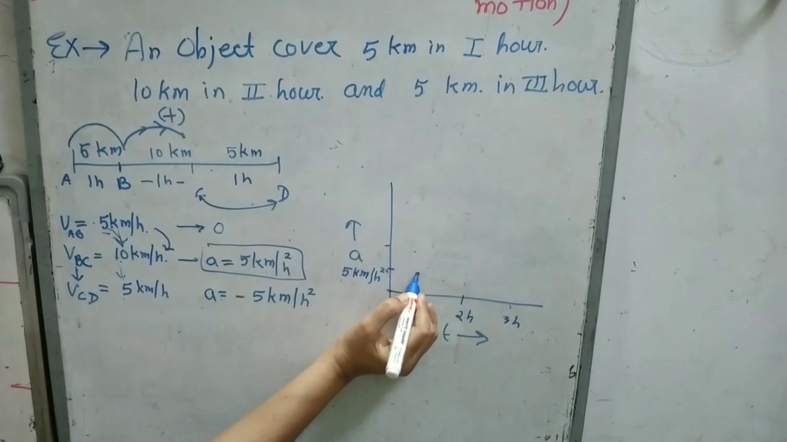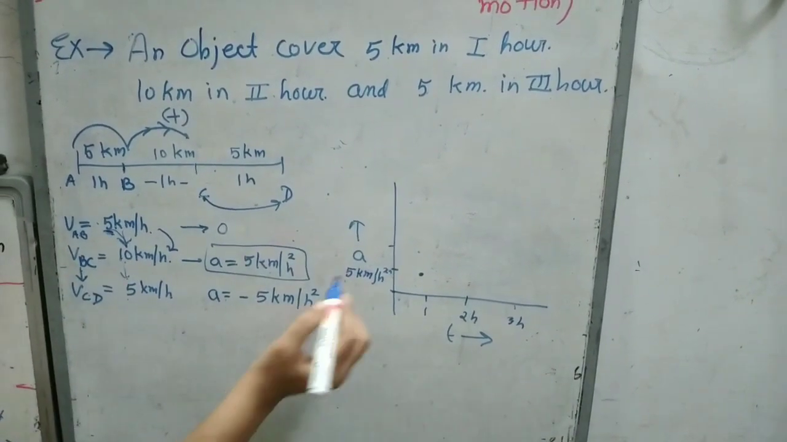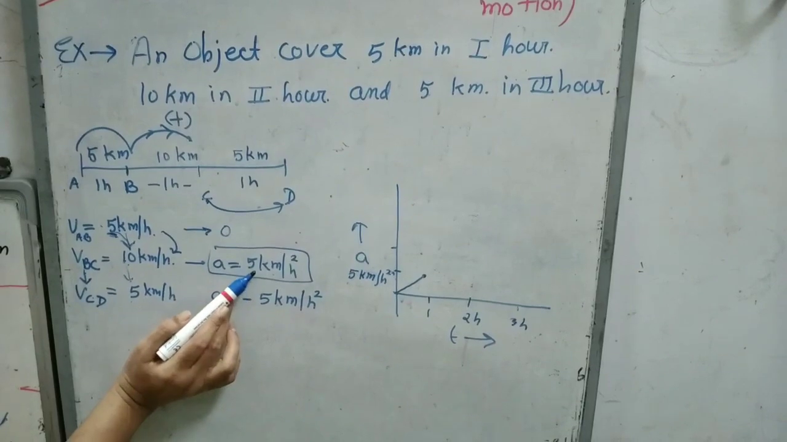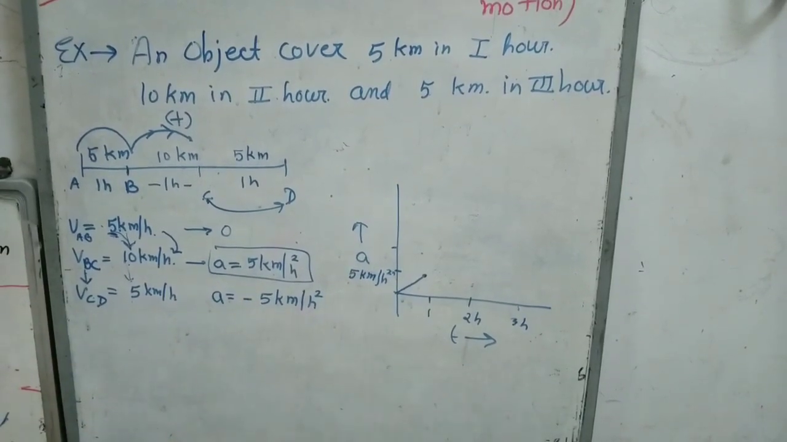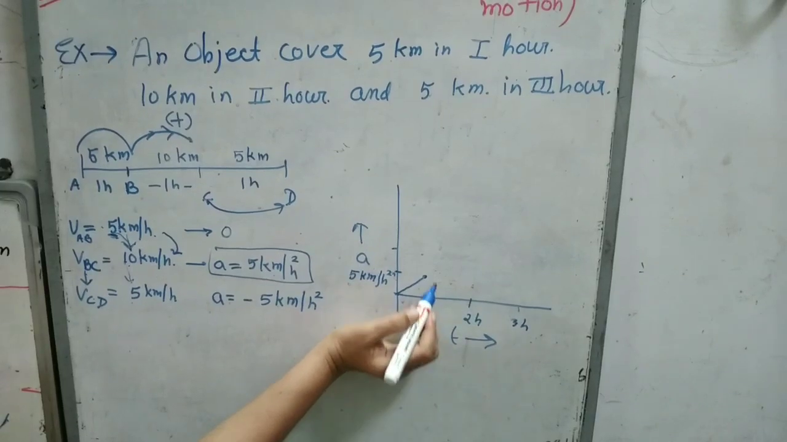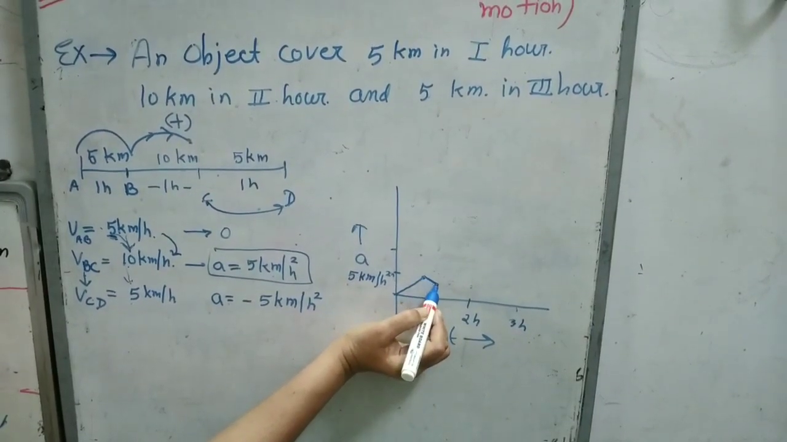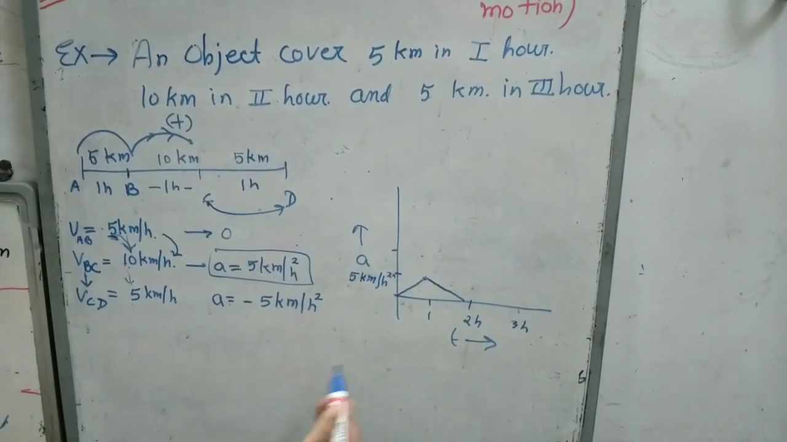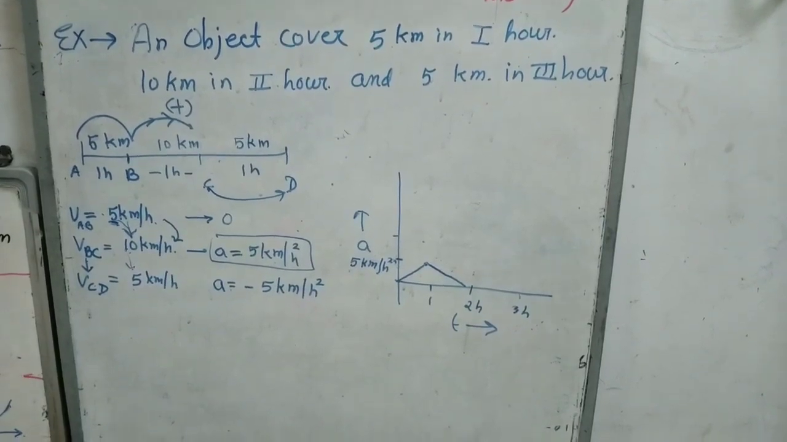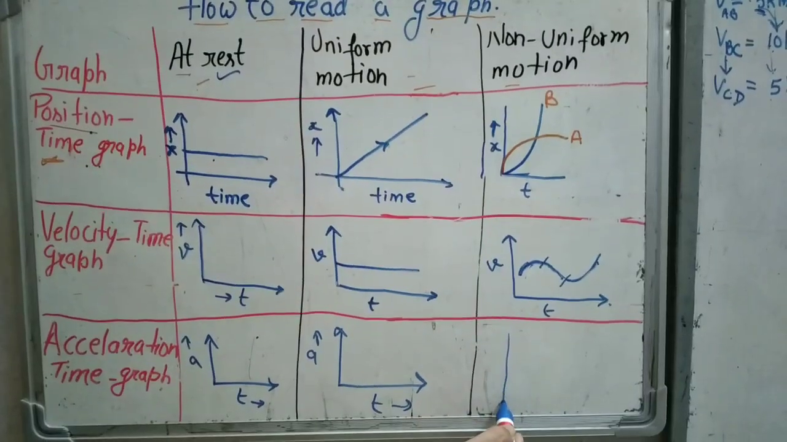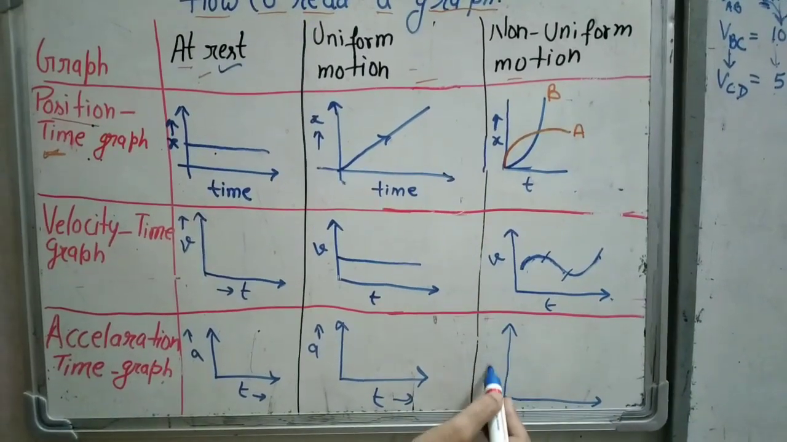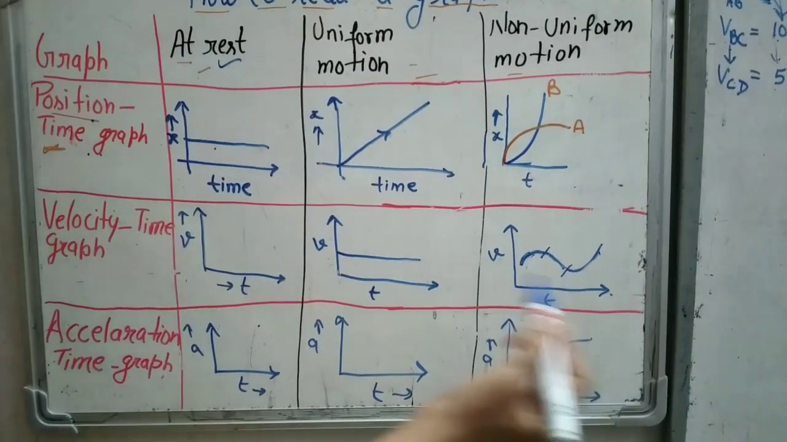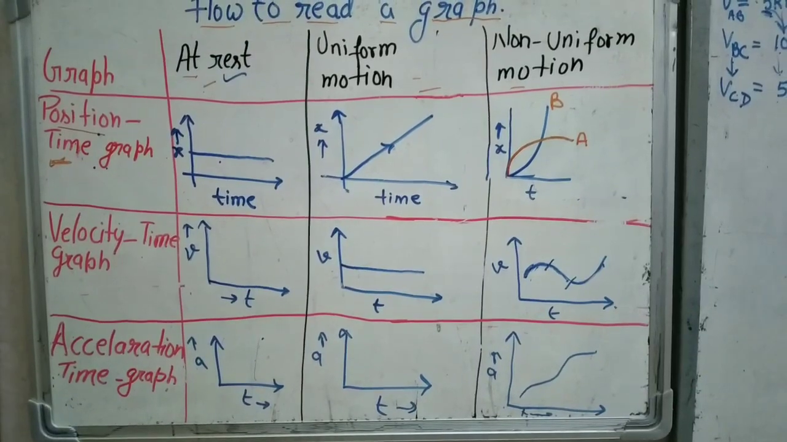From 0 to first hour, our velocity increased from 0 to 5. Now our acceleration decreased by 5. So how do we define the negative acceleration? We will define the negative acceleration as going down. So this will be the graph. So here will be the acceleration time graph. It can be any kind of line or curve, can go up, can come down.